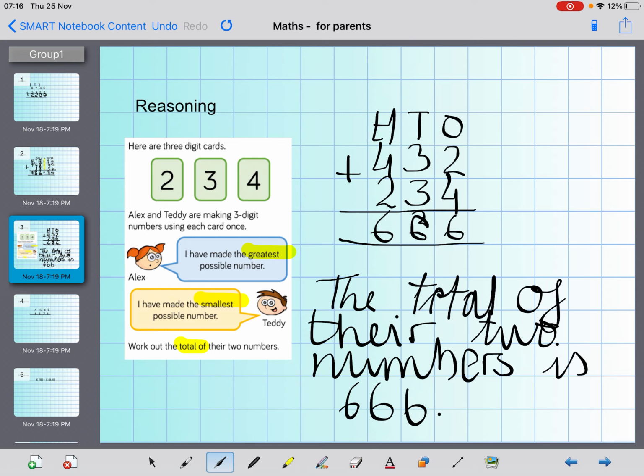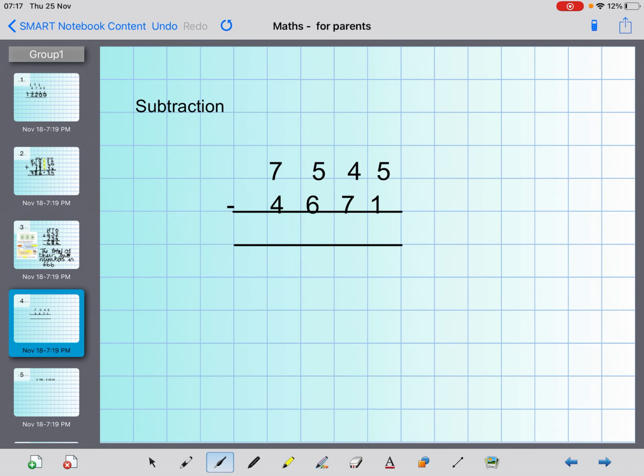We also encourage children when they are using their maths books to make sure they are putting one number per square. This will help organisation and it will help them to see where their numbers are when adding or subtracting or multiplying or dividing. Now moving on to some subtraction.